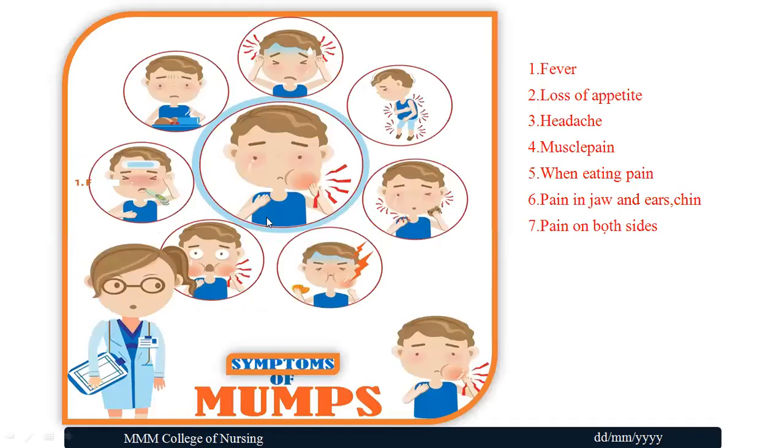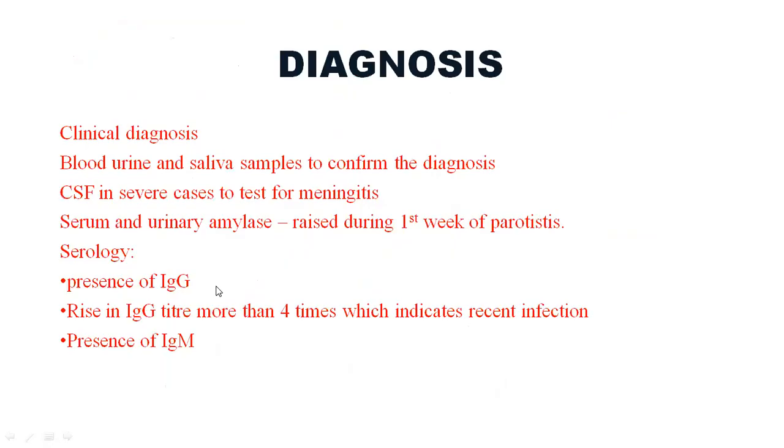So what are the symptoms of mumps? First is fever, loss of appetite, headache, muscle ache, pain while eating, pain in the jaws, ears, and chin, and pain on both sides of the jaws. So these are the symptoms of mumps.